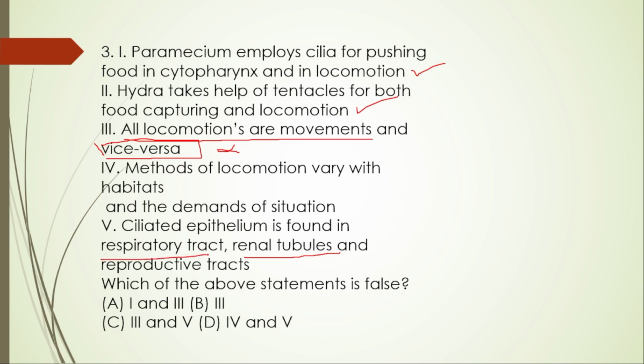In the respiratory and reproductive tract you can find ciliated epithelium, but in the renal tubules we will see what? Simple cuboidal or else brush border epithelium you can see there. So this one is also wrong. Here you won't see ciliated epithelium.